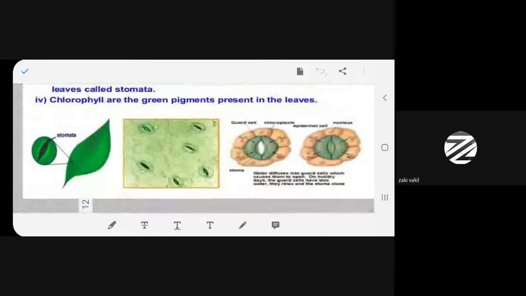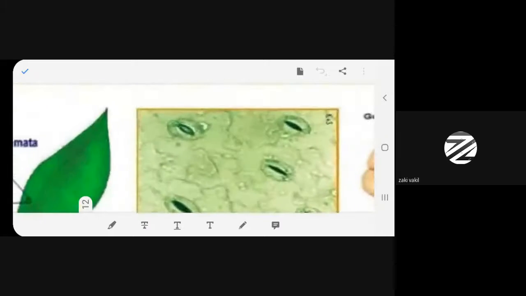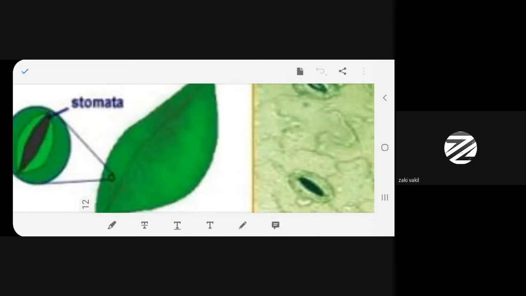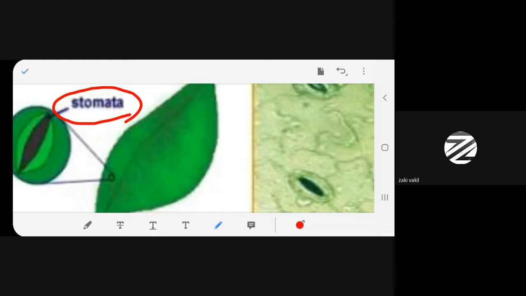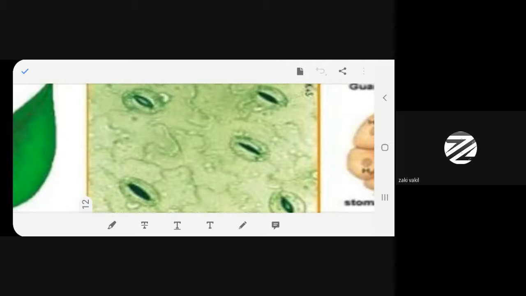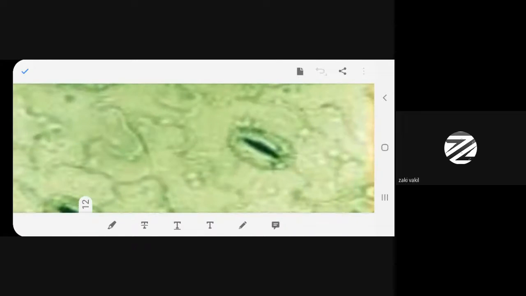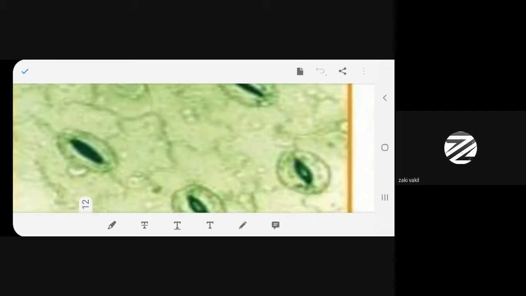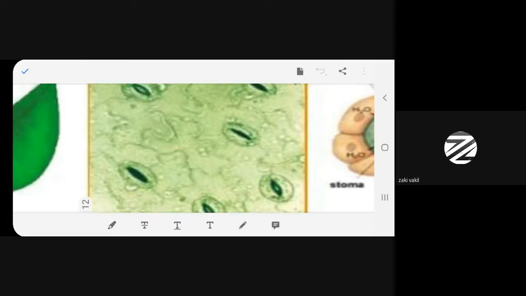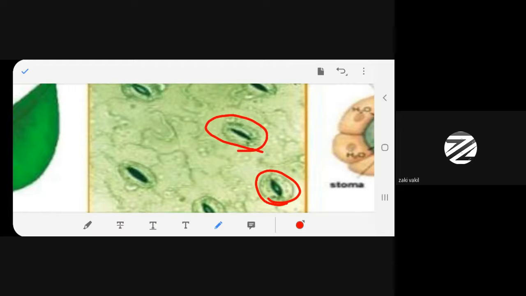Any problem? Here you can see these are the leaves, and there's a dot, which is called a stomata. And if you take a section of the leaf surface, you can see these are the stomata.